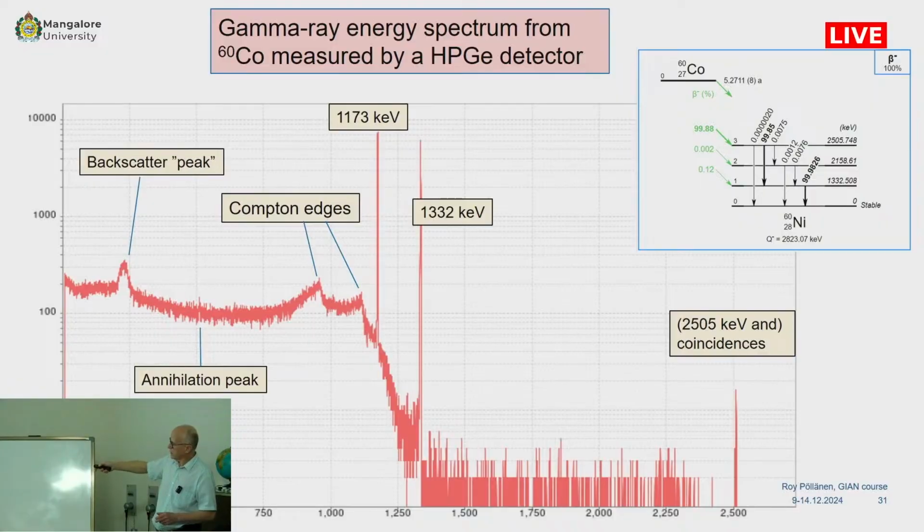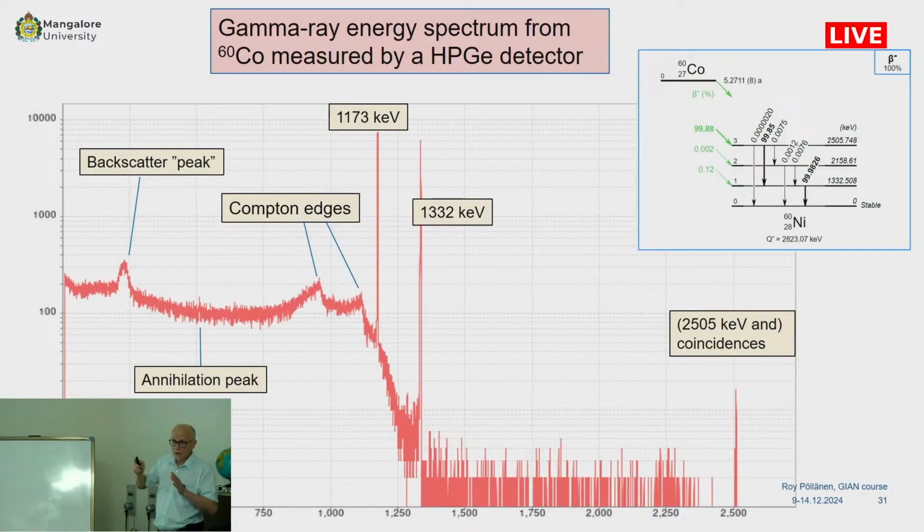What is this peak? So you can see that in this case, this level 3 goes directly to the base level, but the emission yield is very, very small. However, this peak is not very big, but anyway, it's quite big.